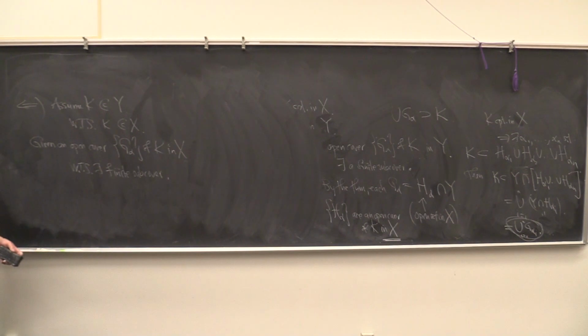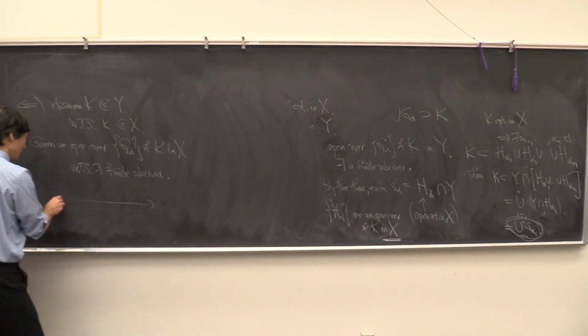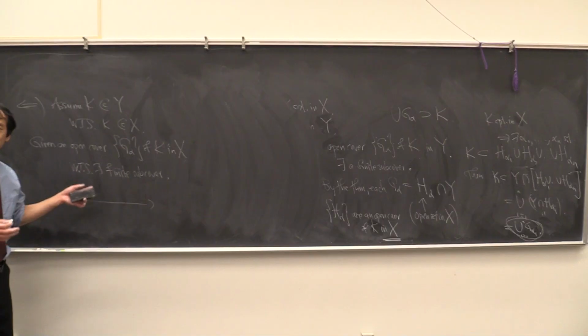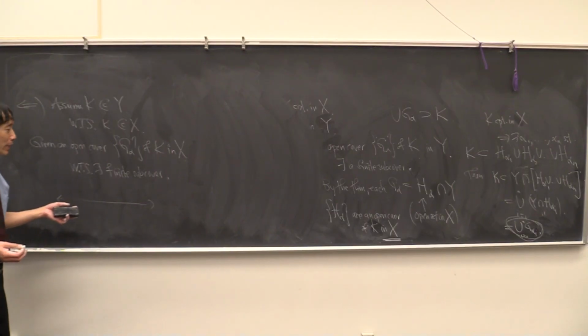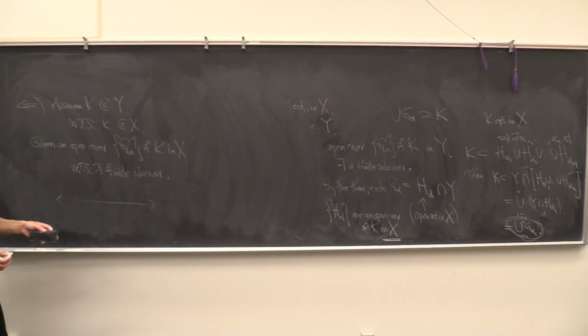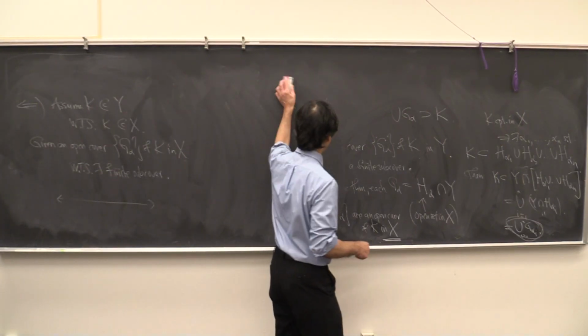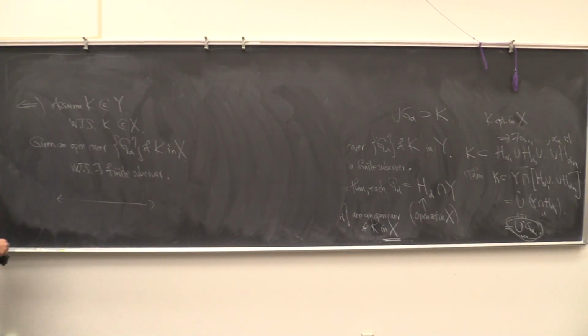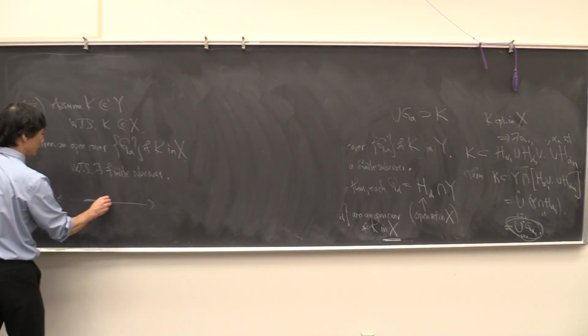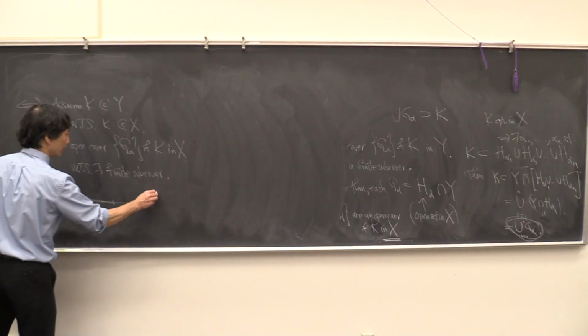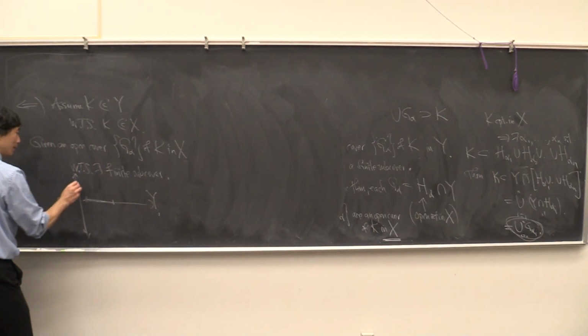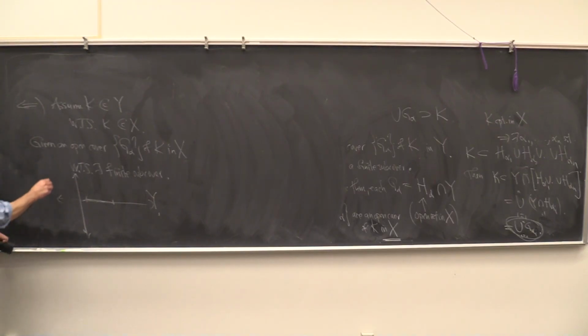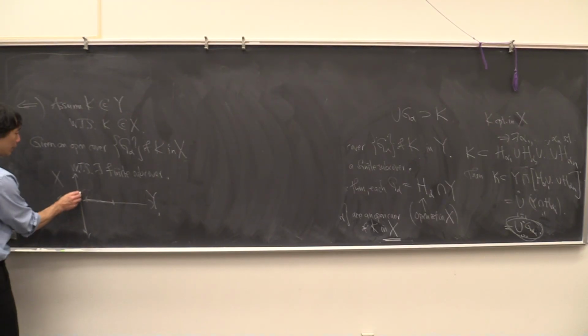What do you think the strategy is going to be? Take 30 seconds and write down, we're going to do this sort of thing, and it's going to work out. Remember, K is a subset of Y. We have an open cover in X.